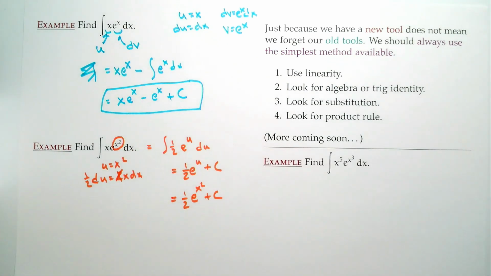All right, let's try another one. And hopefully there's enough space to do this one. Integral x to the fifth e to the x cubed dx. Can we integrate that? What can we do? Is there anything we can try?